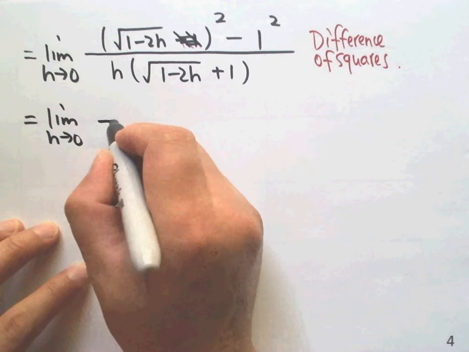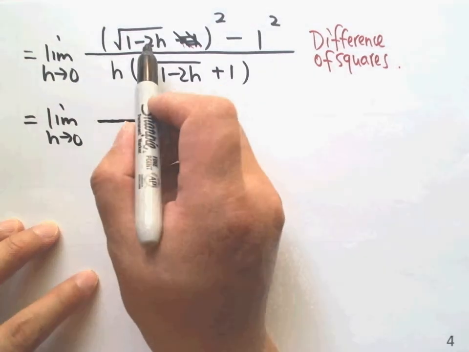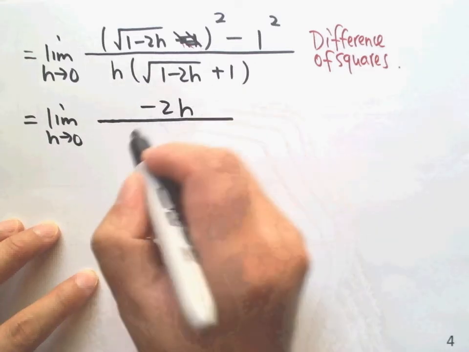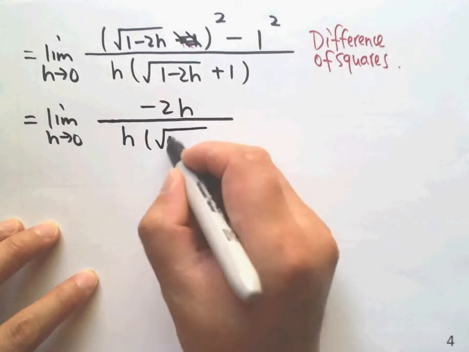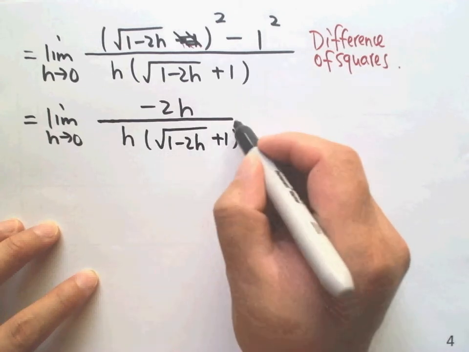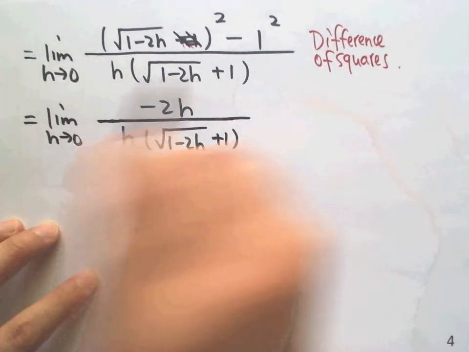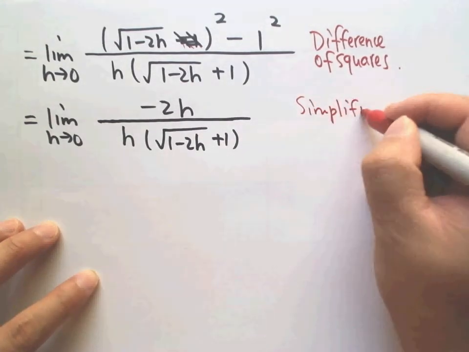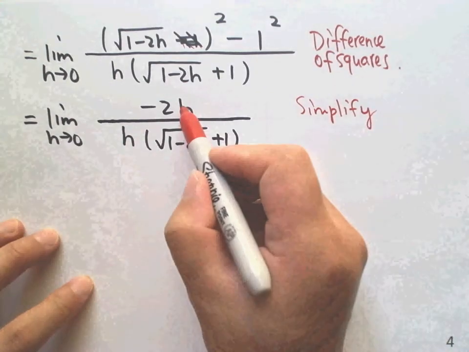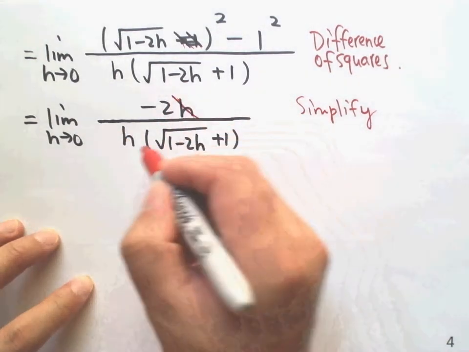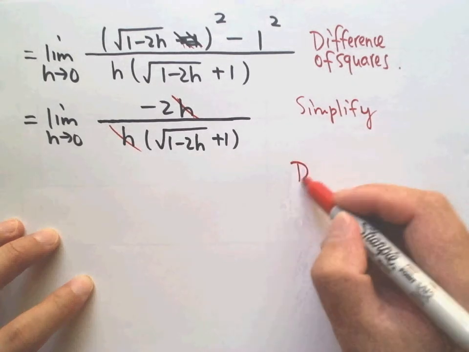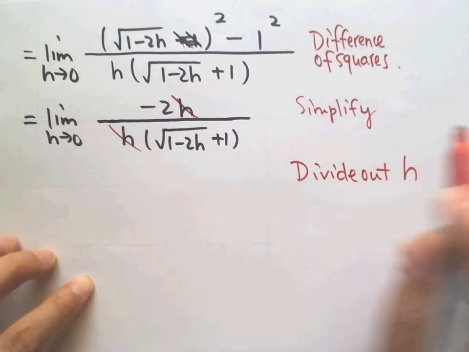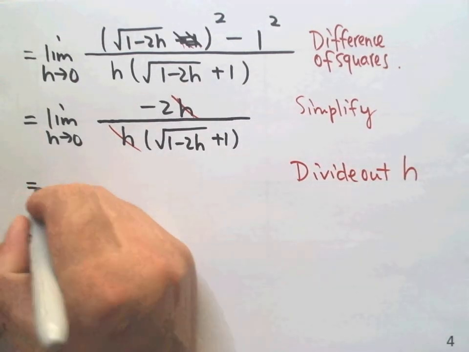The limit as h approaches 0. The numerator, this square is 1 minus 2h minus 1. We get negative 2h here, and h here, over square root of 1 minus 2h plus 1. Okay, so after simplifying, we get this. Now what to do? We can cancel the common factor, right? So this is h and this is h. We cancel the common factor. We call it divide out common factor h. Okay, so what do we get now?